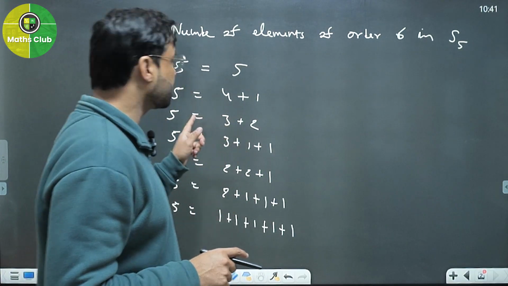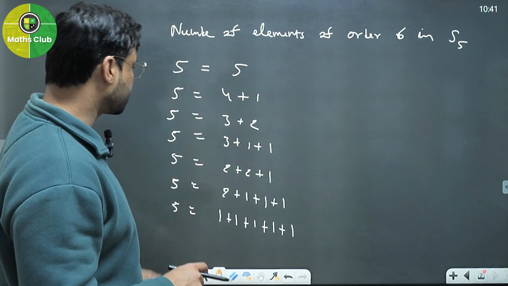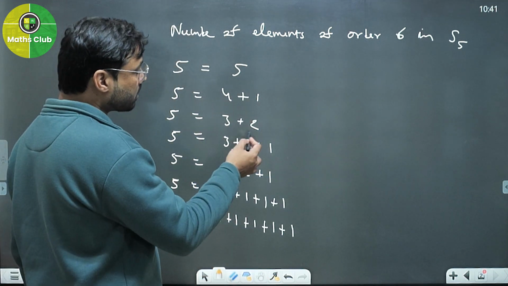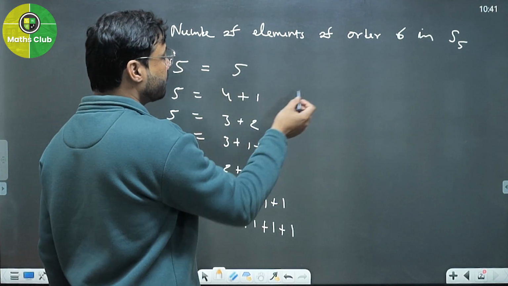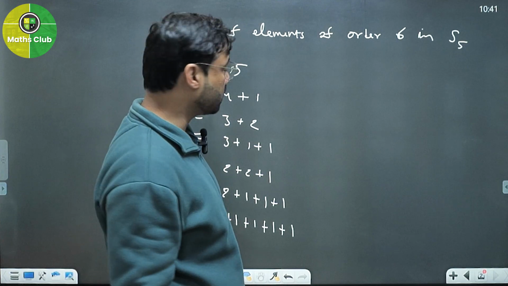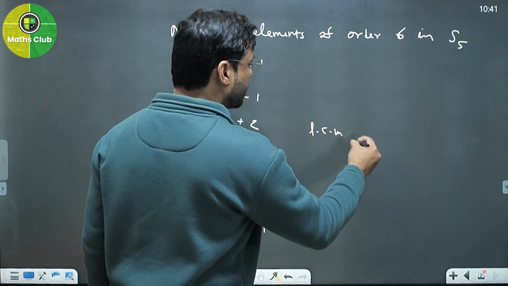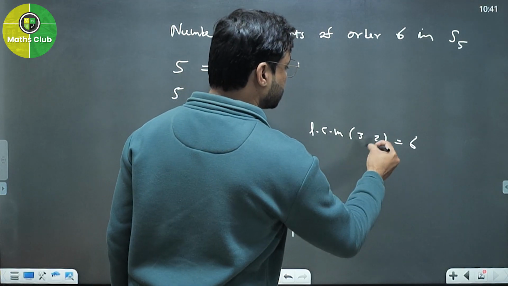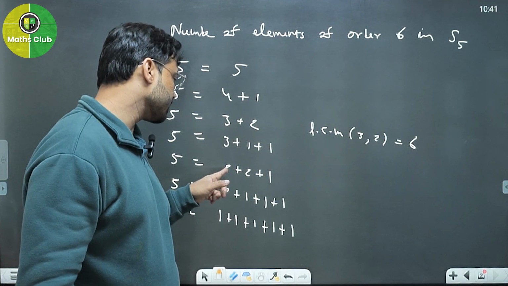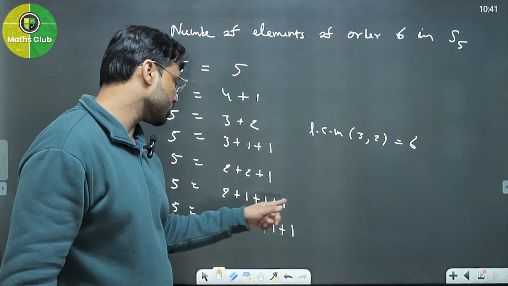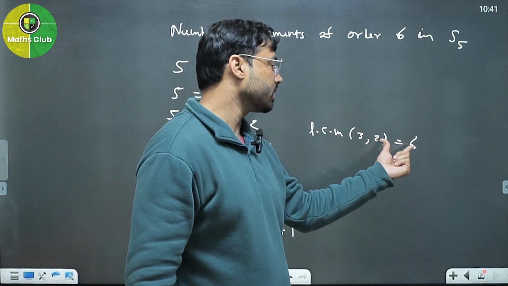Now in this case we have to find only elements of order 6. So just check which numbers give an LCM equal to 6. For 5, the LCM is 5. The LCM of 4 and 1 is 4. The LCM of 3 and 2 equals 6. If you take the LCM of 3, 1, 1 you get 3. The LCM of 2, 2, 1 is 2. For 2, 1, 1, 1 and so on you get 1. So only in this partition do we get an LCM of 6.